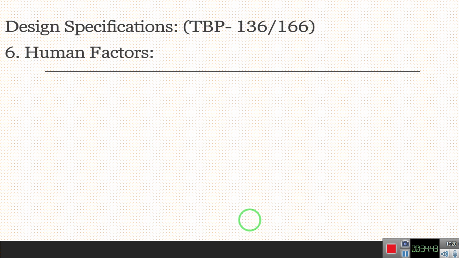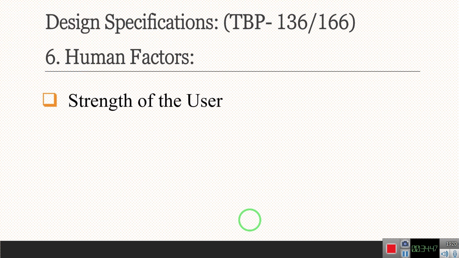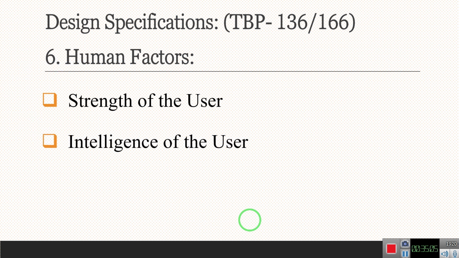The last one, human factors. Strength of the user: based upon the strength of the user, we have to design a product. You cannot design the same product for all categories of users, like children, teenagers, or elderly people. As per the strength of the users, you have to design the product. Intelligence of the users, same thing. As per the intelligence of the users, the part should be designed.